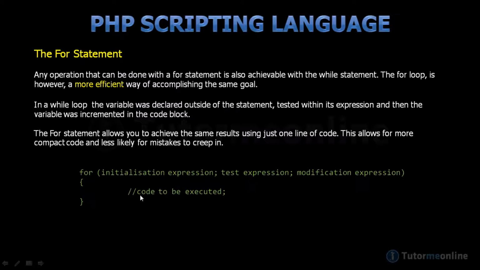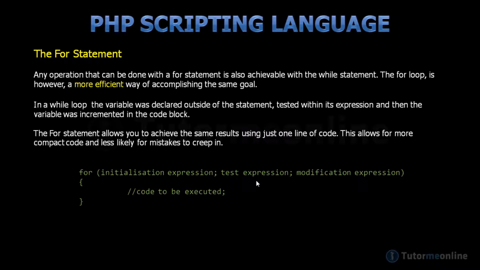So how would this work? Your variable would be declared and initialized, then assigned a value. The for loop will then test the expression to see if it evaluates to true or false. If it evaluates to true, it'll execute the code in the code block. It will then use the modification expression to increase the value. It will then go back to the test expression once again, test whether the expression evaluates to true or false. If it evaluates to true, it will continue iterating until the expression evaluates to false.